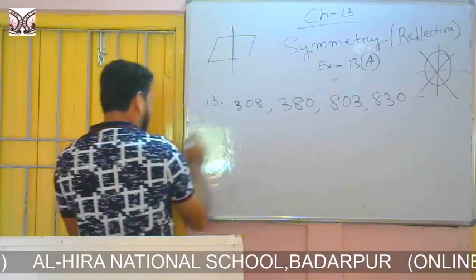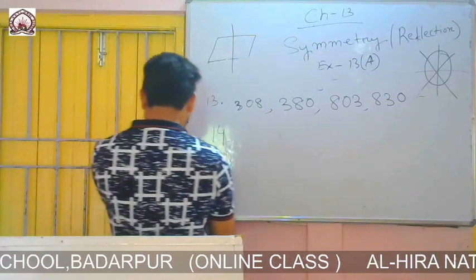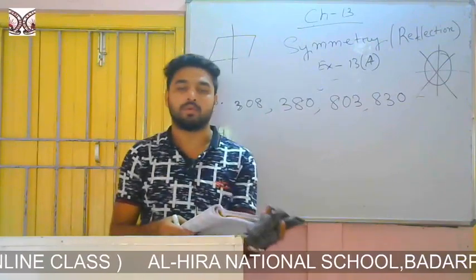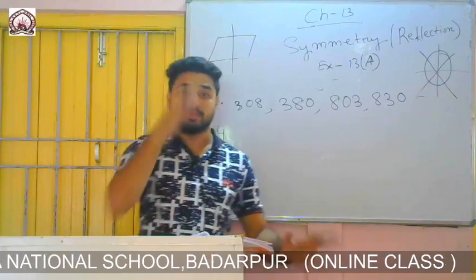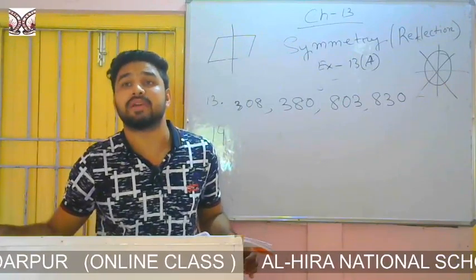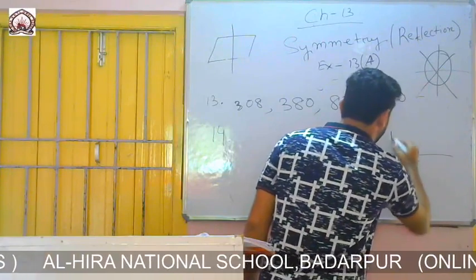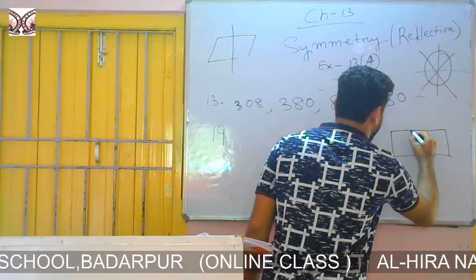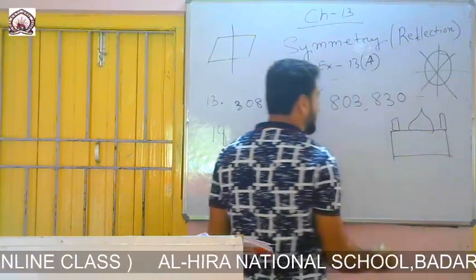Now come to 14. Name 5 Indian historical monuments that have a line of symmetry. That means we have to name some Indian monuments in which we can draw a line of symmetry. If you look towards the picture of Taj Mahal, the Taj Mahal is a bit like this. That means we can divide vertically.